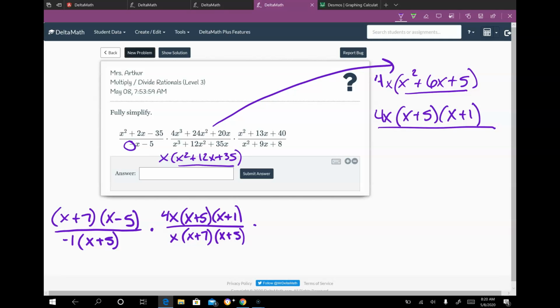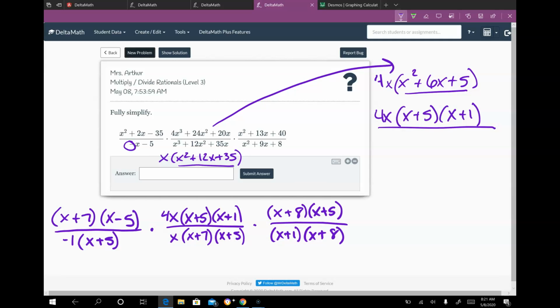Times, factor this one. Let's see, 40 is going to be 8 and 5. So x plus 8, x plus 5. Okay, 5 times 8 is 40. 8 plus 5 is 13. Alright, the denominator is also factorable. And that's going to be an x plus 1 and an x plus 8.